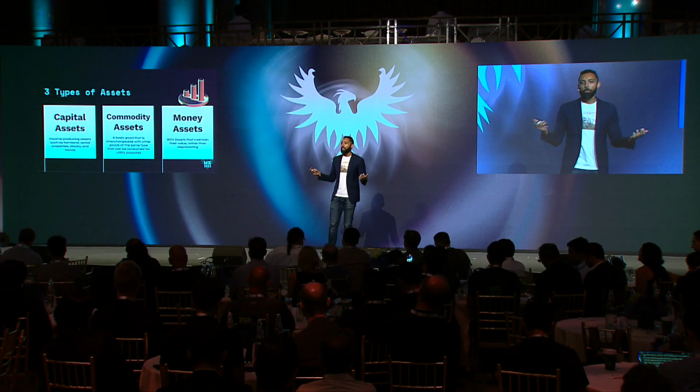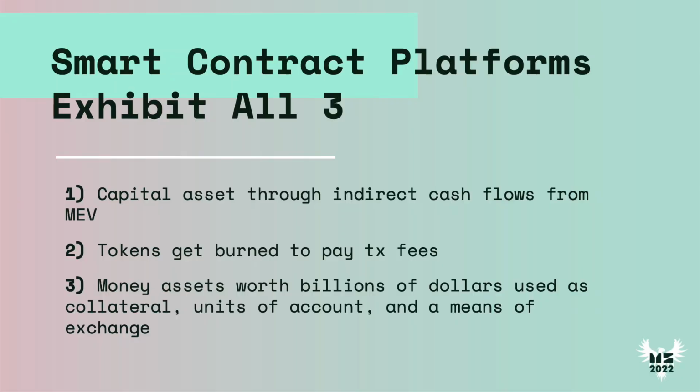And we have money assets. Money assets are a store of value. It's a mimetic property of these assets that drives people to want to hold that asset, to store their wealth. And we believe that the right way to value layer one tokens is a sum of the parts valuation using these three components. Smart contract platforms exhibit all three of these characteristics.